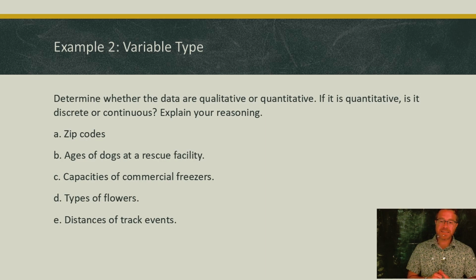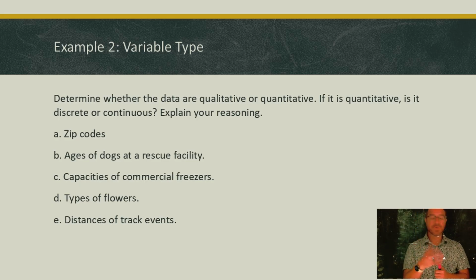Okay, capacities of commercial freezers. Okay, so capacity of a commercial freezer is a volume. A volume is numeric because it describes the specific amount of volume that it has. And it is continuous because, again, for me to change between any volumes, it actually has to increase through every possible volume in between.